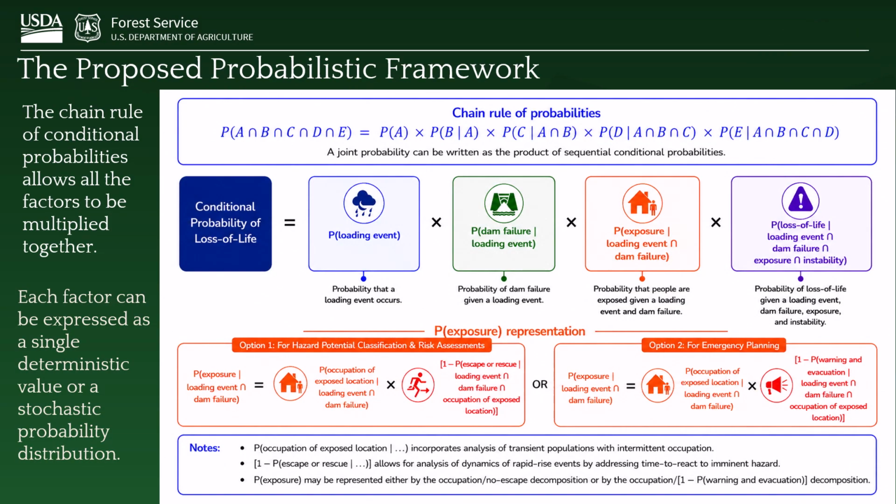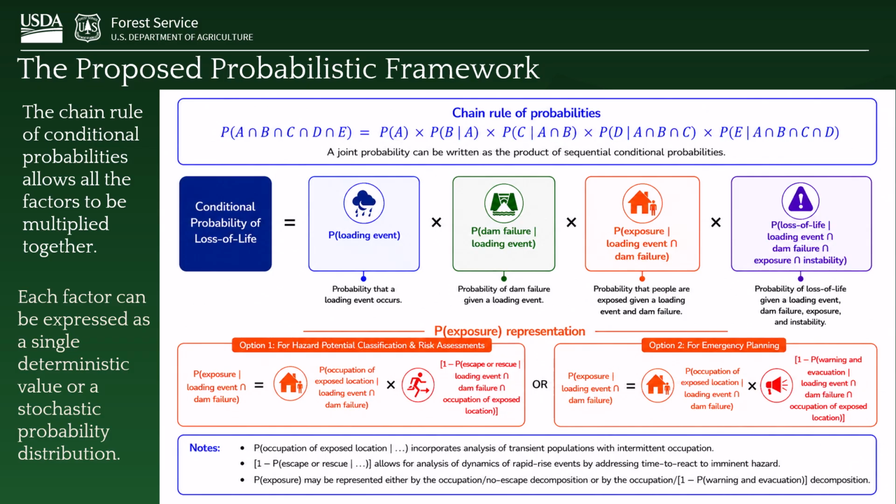The chain rule of conditional probabilities makes it possible to multiply all four components. This conditional probability of life loss at a location of exposure is calculated as the probability of a loading event occurring, multiplied by the probability of dam failure, multiplied by the probability of exposure, multiplied by the probability of loss of life given instability, with the sequential chain rule of conditionality for each factor.